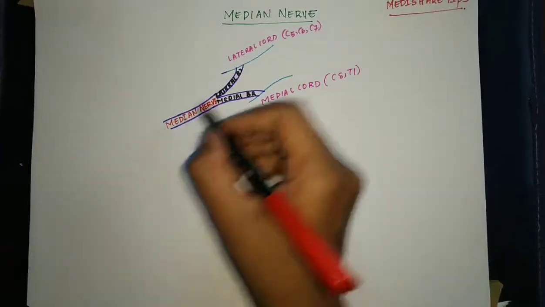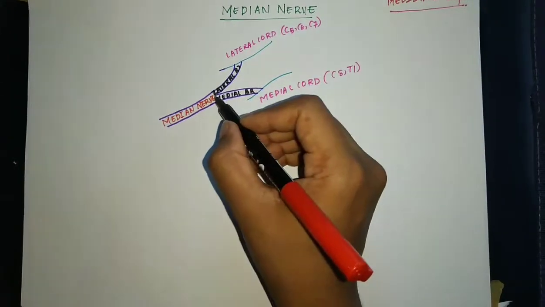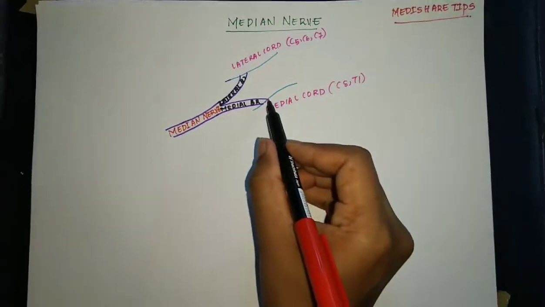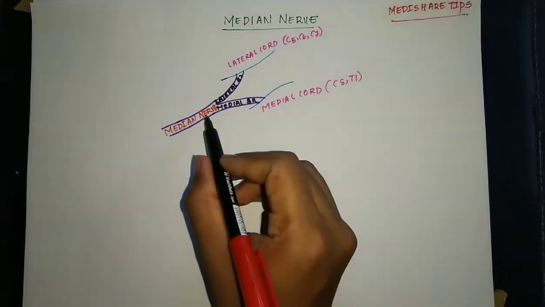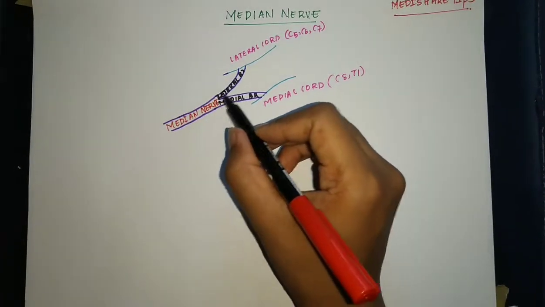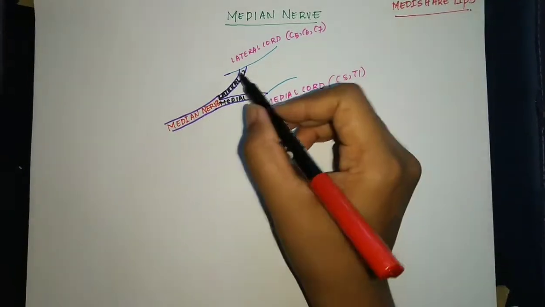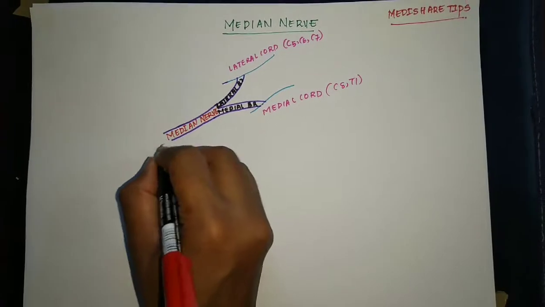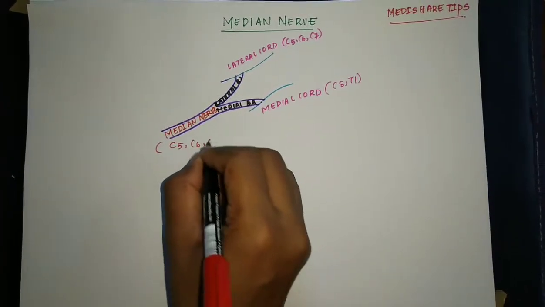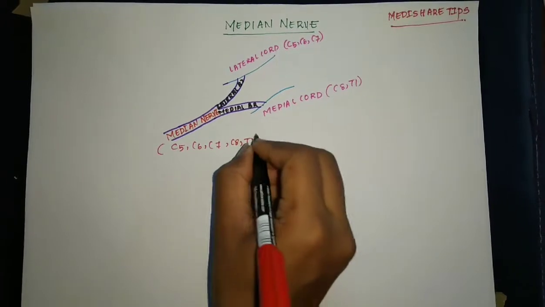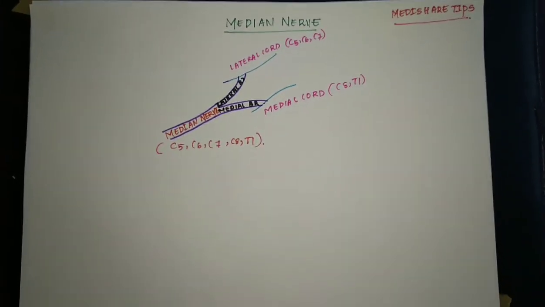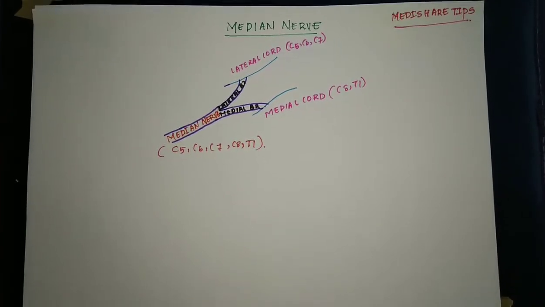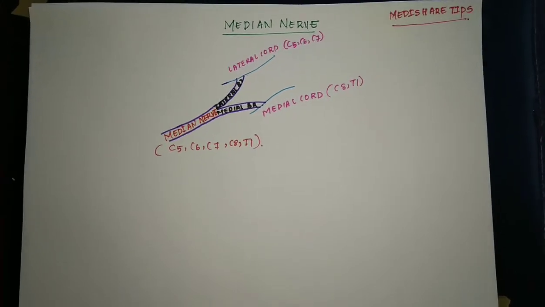So the median nerve is formed from the two branches of the lateral cord and the medial cord. It is formed by the combination of a lateral process and a medial process from the lateral cord and medial cord respectively. So the root value must be C5, C6, C7, C8 and T1. Median nerve is formed from the lateral process from the lateral cord and the medial process from the medial cord of the brachial plexus. Now we will discuss the course of the median nerve.